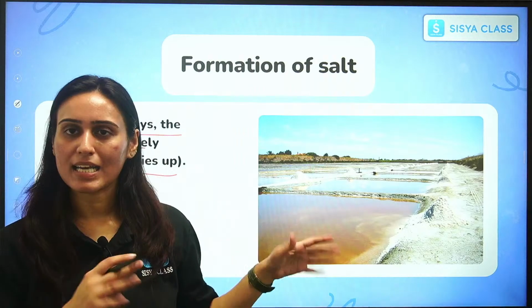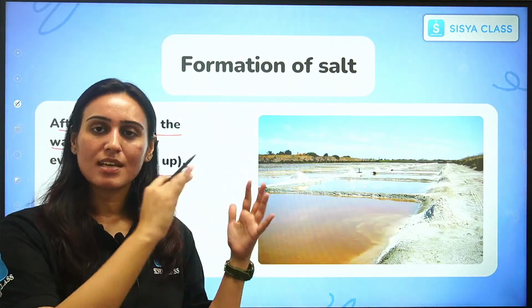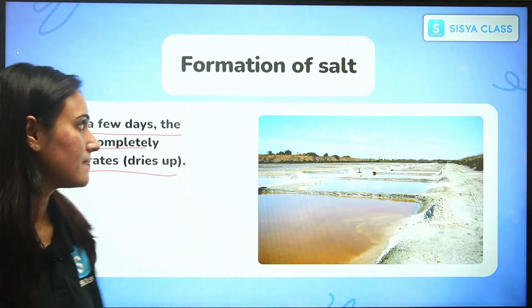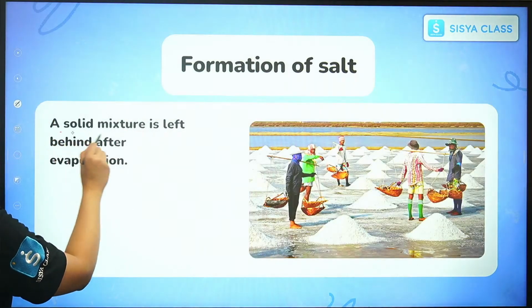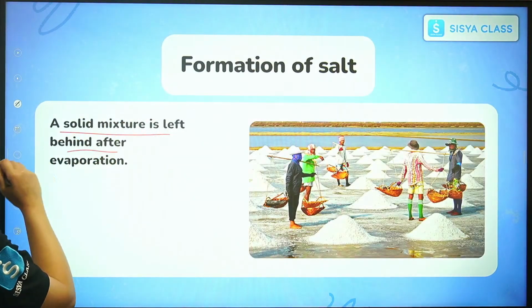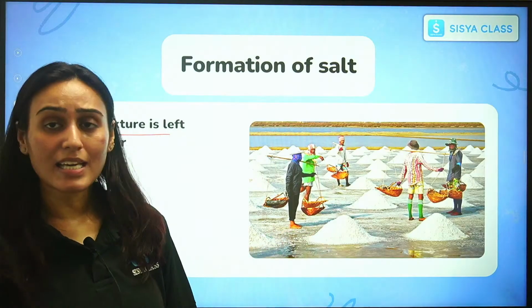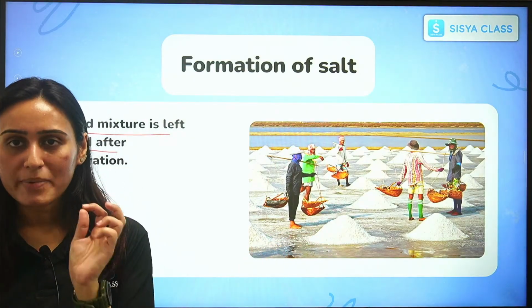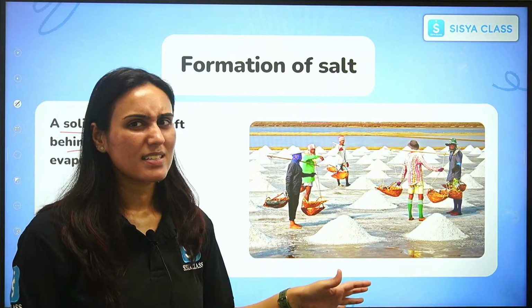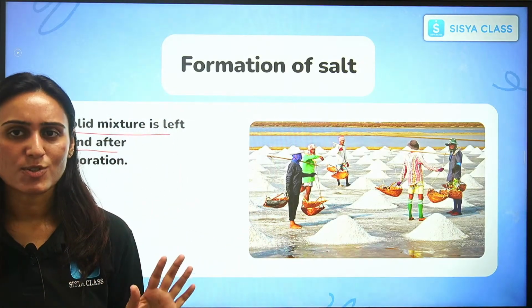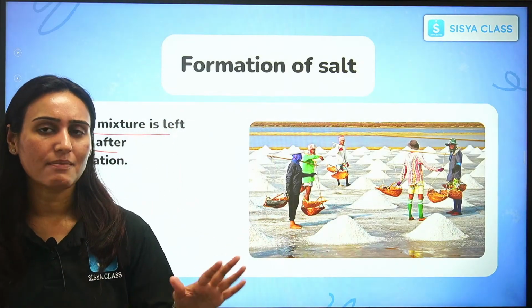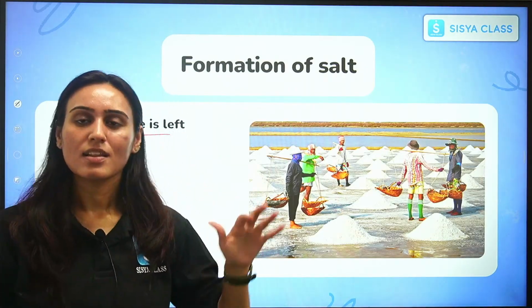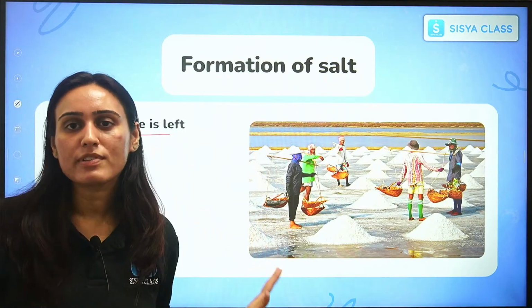The first part is easy peasy, right? You are just keeping it out in the sun and you are allowing the water to evaporate. A solid mixture is left behind. After evaporation, as you can see here, it will have NaCl, the common salt that we eat, along with some other minerals also that we don't want. So we have to separate them out. We can do that by another method of purification, but for now we have removed the water from here.